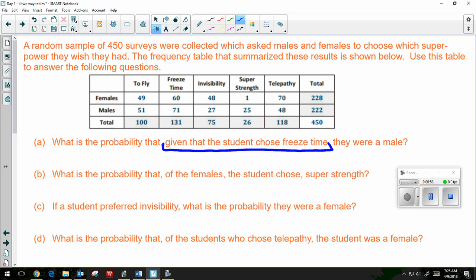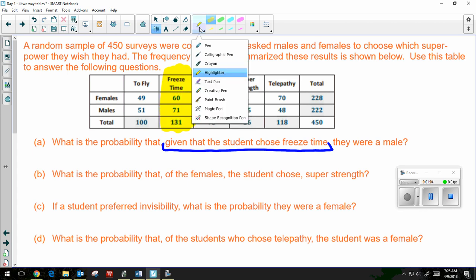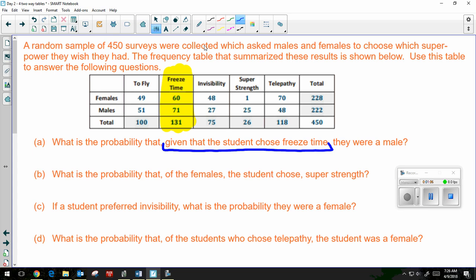of the table. So you can highlight it. So this is all I'm looking at here. I don't care about any other part of the table. So of those that I highlighted, how many were male? Well, male is 71 out of 131. So that's the probability. So let me erase that up here so that way we can look at the next one.